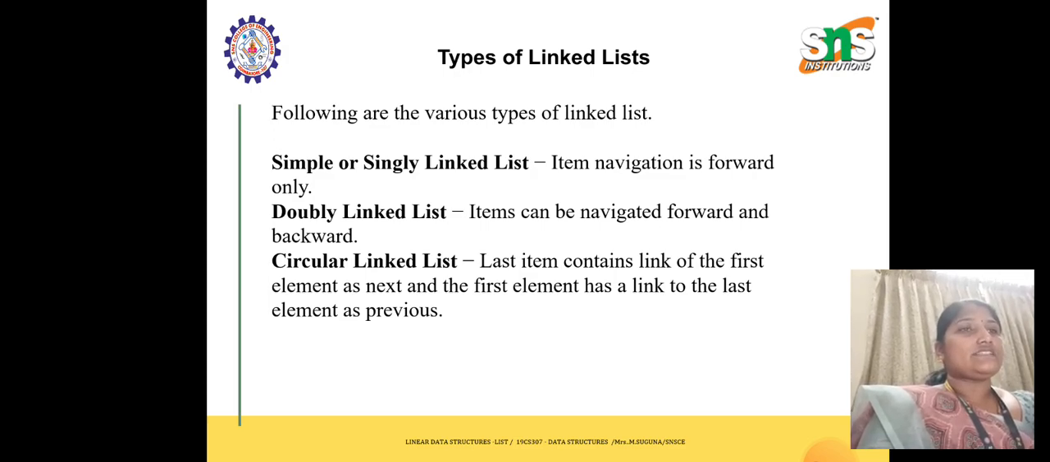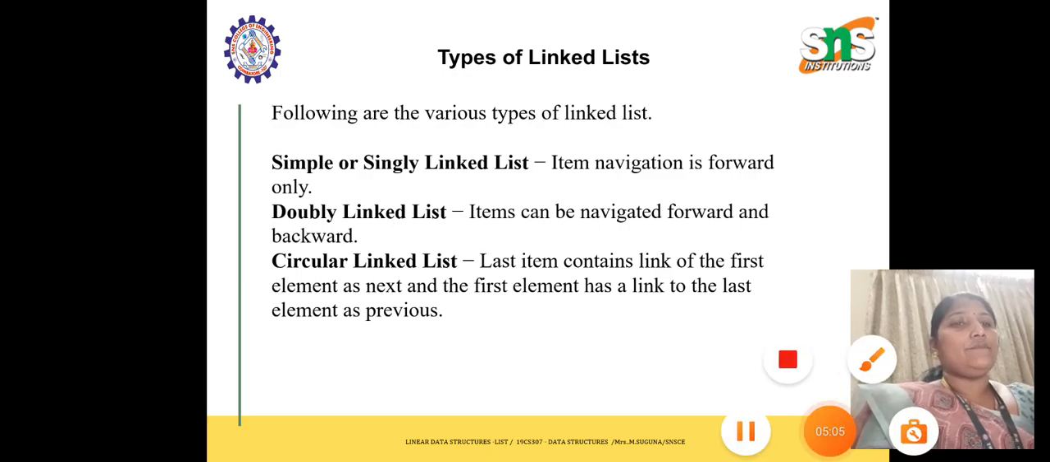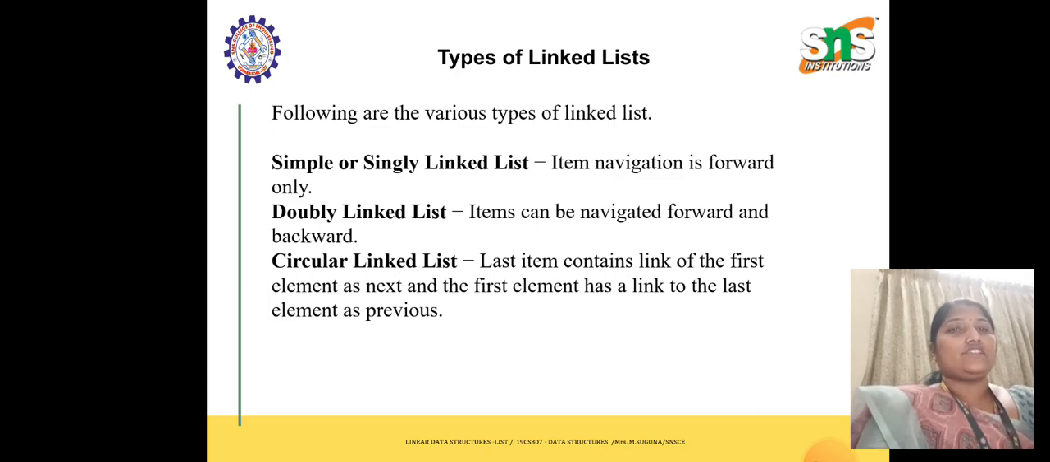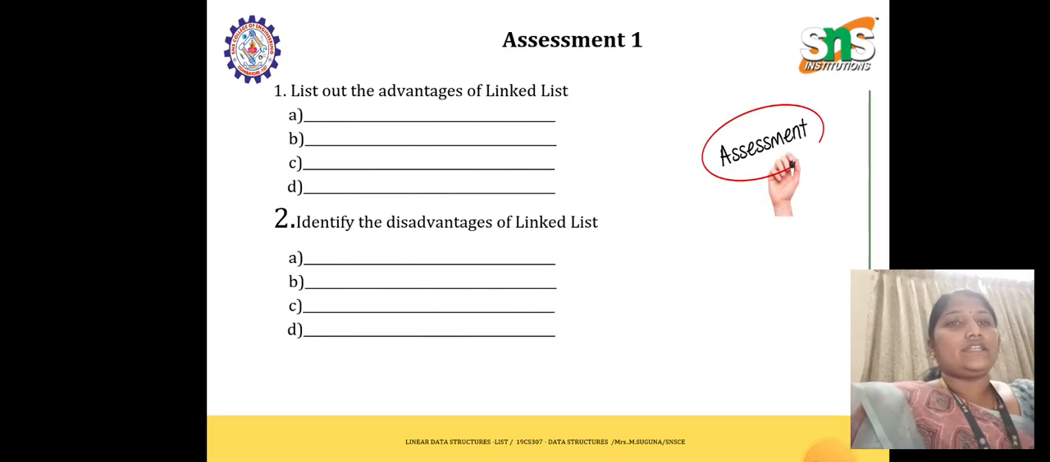And the third type is the circular linked list. There are two types of circular linked list, singly circular and doubly circular. Circular linked list means the last node will point back to the first node, forming a loop or a cycle. So we call it a circular singly linked list. Circular doubly linked list has the features of both the doubly linked list as well as the circular linked list. So these are the types of linked list.